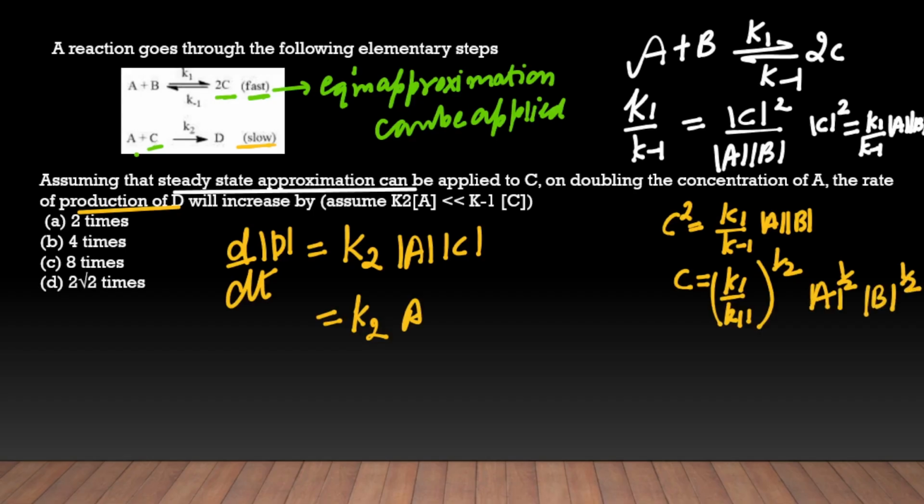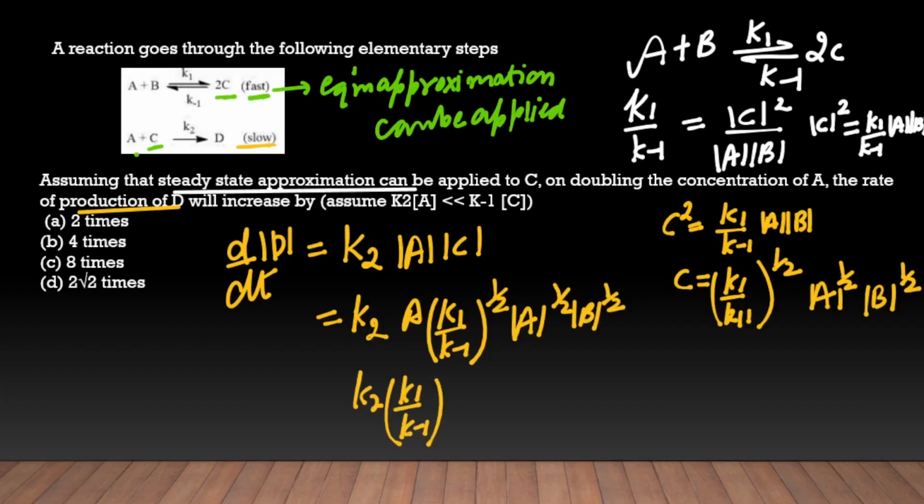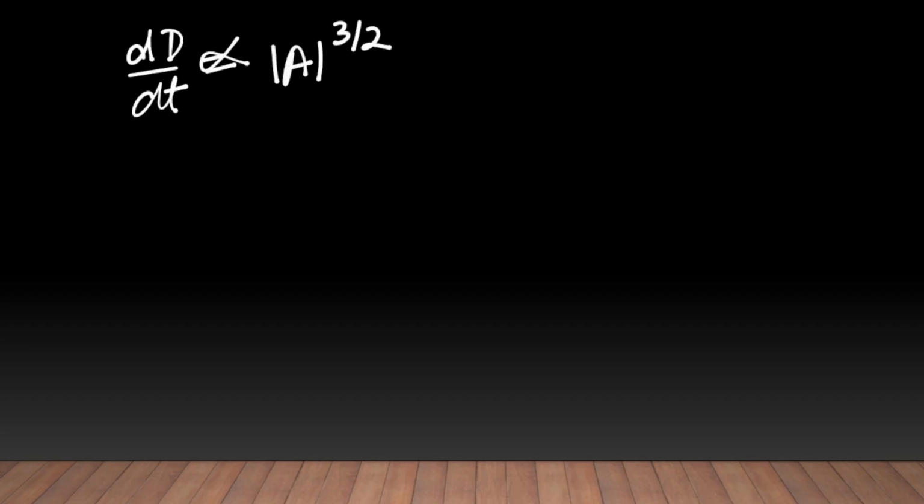So this C value we can substitute. It is K1 upon K inverse raised to the power of half, A to the power of half, B to the power of half. So it becomes K2, K1 by K inverse raised to the power of half into A raised to the power of 3 by 2, B raised to the power of half, right? So you can see the rate of formation of D, d[D]/dt, is proportional to A's concentration raised to the power of 3 by 2.